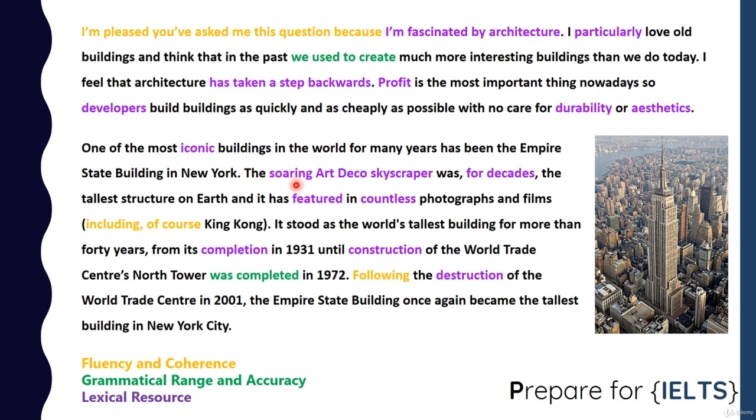Soaring, so something like in a Task 1 Academic, if you're talking about numbers that have increased a lot, to soar, it's talking about this very high building. Art Deco is a type of architecture like this that has very strong geometric shapes. So you've got very strong straight lines here, and that's Art Deco. And it was a type of architecture that was very popular in the 1920s and 1930s.